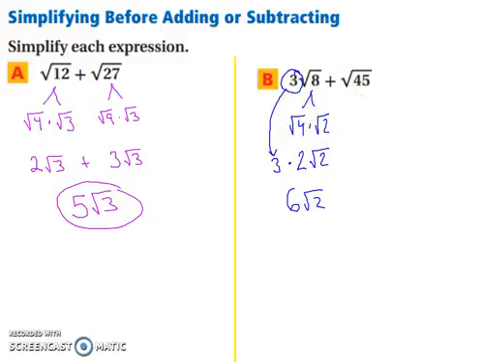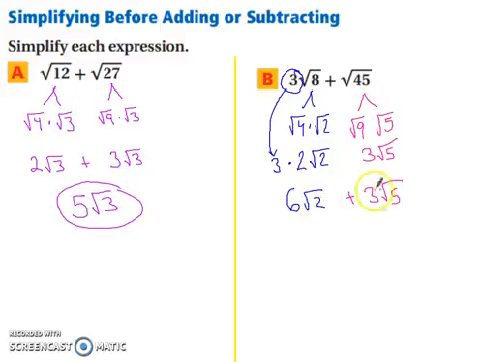Now let's look at our second term. We can break 45 up into the square root of 9 and the square root of 5. The square root of 9 is 3, and the square root of 5, well, it's going to have to stay as the square root of 5. So our second term is 3 square roots of 5.